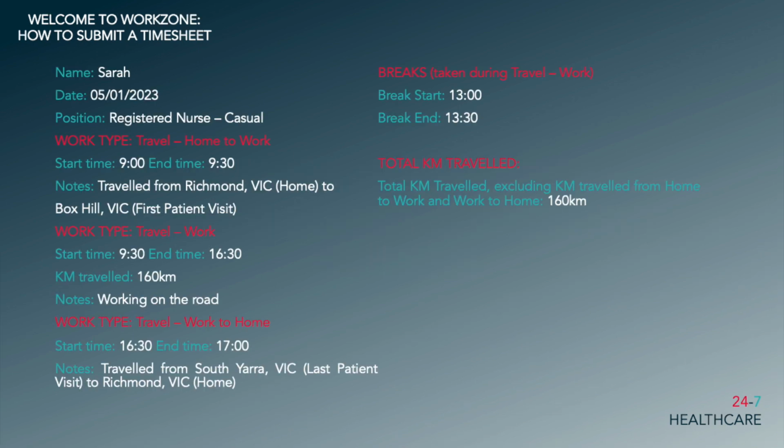Here we have a registered nurse, Sarah, who is currently employed as a casual for National Home Nurse. Sarah has noted she recently completed a shift on the 5th of January 2023, where she herself has noted the hours she has worked and the kilometers she has travelled during her shift. Here we can see from 9 to 9:30 in the morning, Sarah has travelled from her home in Richmond to Box Hill, where her first patient visit was located.